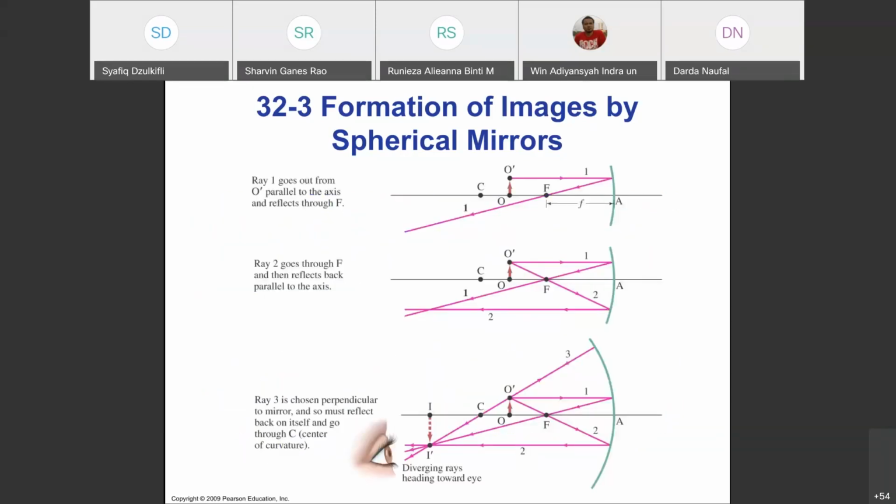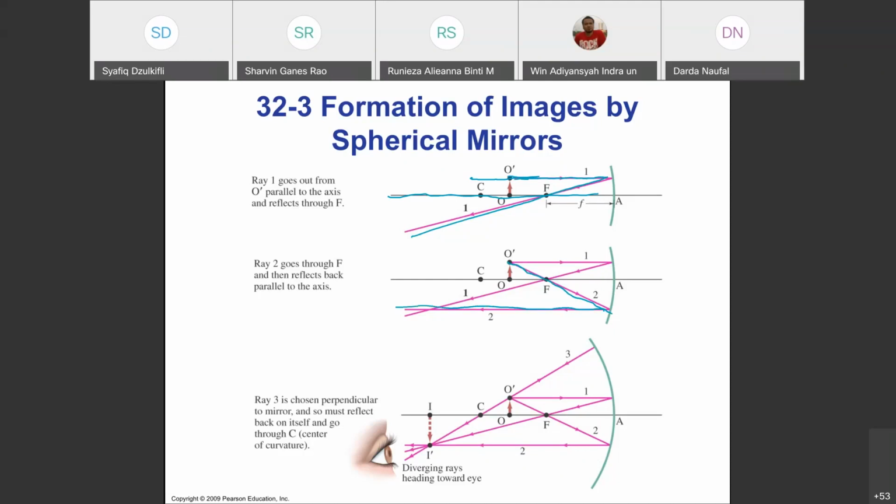This is just an illustration. First one, ray 1 goes out from O here, parallel to the axis, and reflects through F, the focal point. Ray 2 goes through the focal point and then reflects back parallel to the axis.